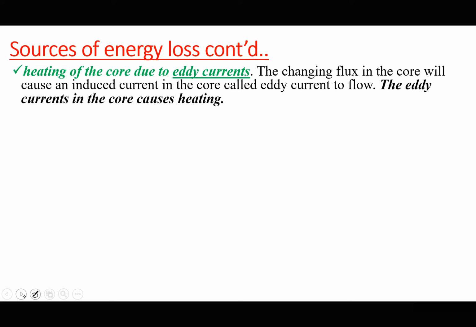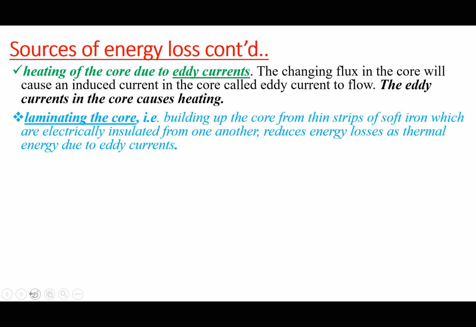But this one can be minimized by using what I call laminating. What do you mean by laminating? I mentioned and I demonstrated that laminating involves putting insulators between strips which make up the soft iron core. I'm going to demonstrate what we call laminating later on. Okay, so building up the core from thin strips of soft iron which are electrically insulated from one another.